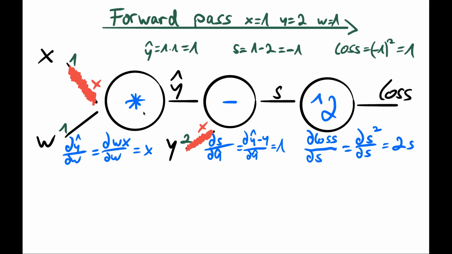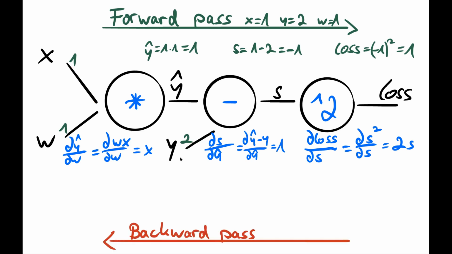And also notice that we don't need to know the derivatives in this graph lines. So we don't need to know what is the derivative of s with respect to y. And also here we don't need this because our x and our y are fixed. So we are only interested in our parameters that we want to update here. And then we do the backward pass.